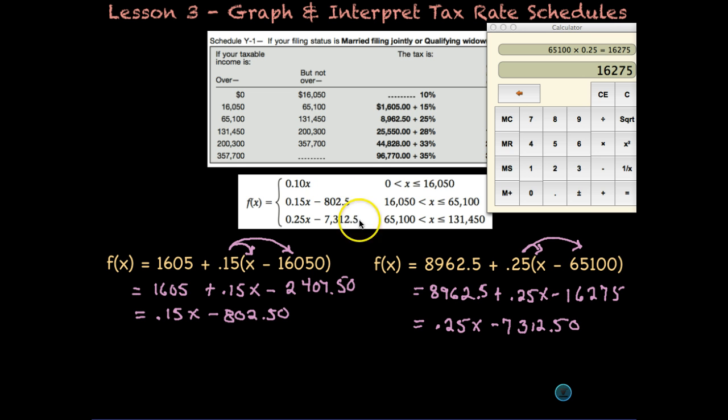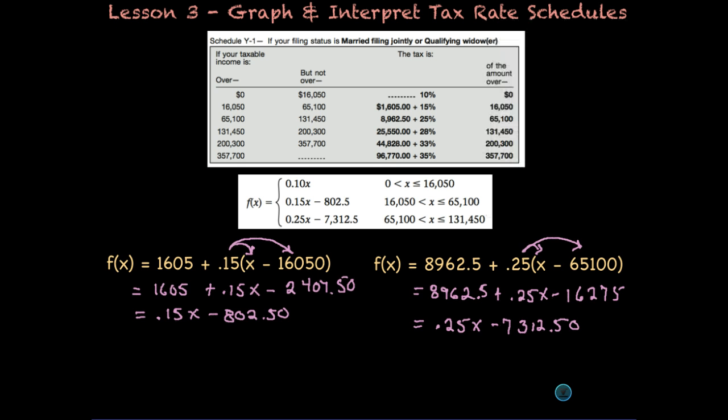Now that we know how to write our piecewise functions in y equals mx plus b form, we're ready to graph. When we graph these functions in Desmos, we'll just be entering in these three equations separately. The tricky part is that we have to let the calculator know that we only want to graph this function between 0 and 16,050. We only want to graph this function between 16,050 and 65,100, and so on. So for you, learning how to put in these domains will be very important.